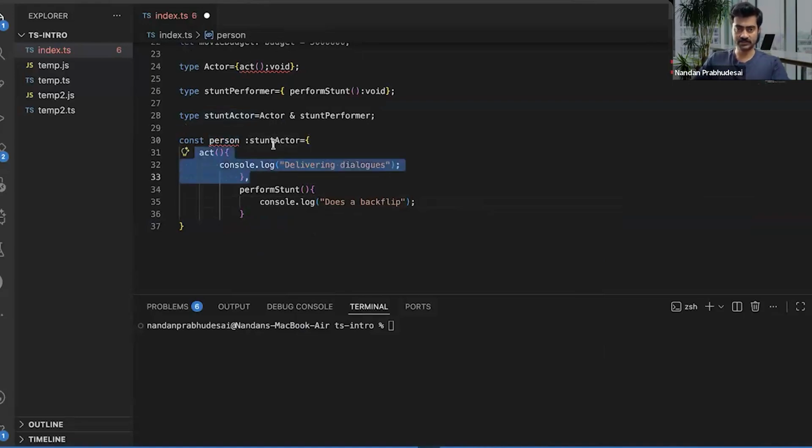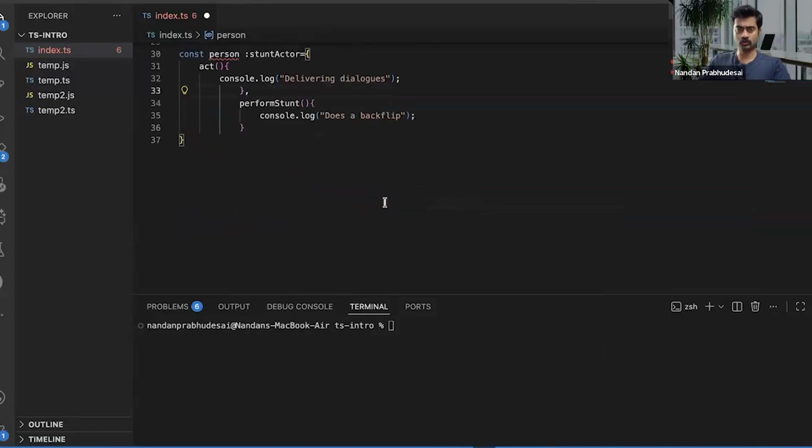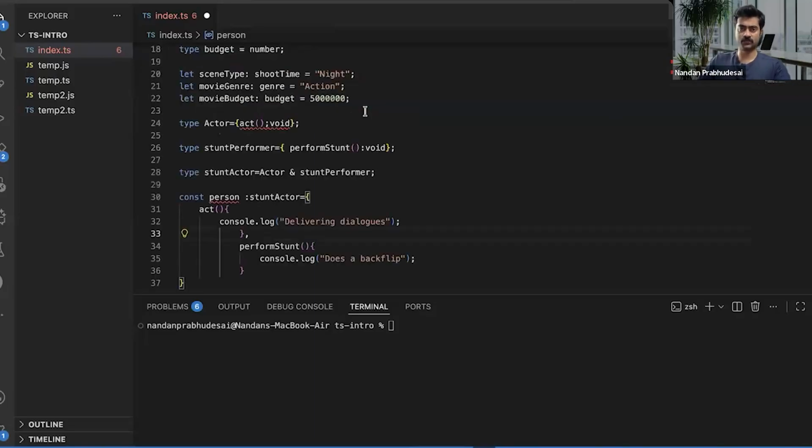What an actor does, that is act. So here he is delivering a dialogue. And what a stunt performer does, that is perform stunt. So here he is doing a backflip. But not all roles are combinations. Sometimes a role is either an actor or a stunt performer, not both. So that will bring us to the next concept in TypeScript.